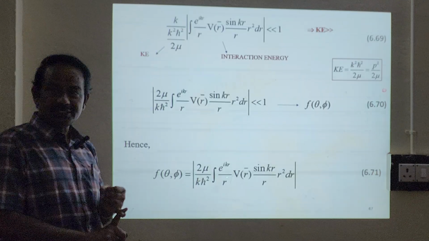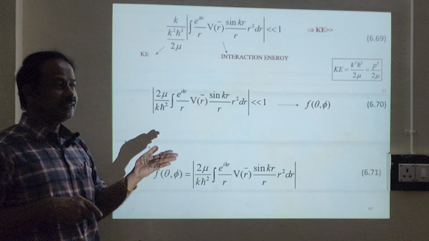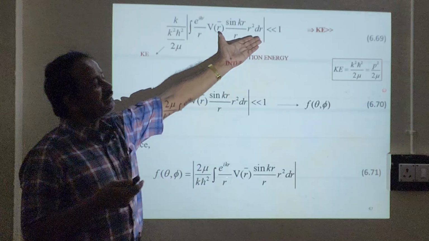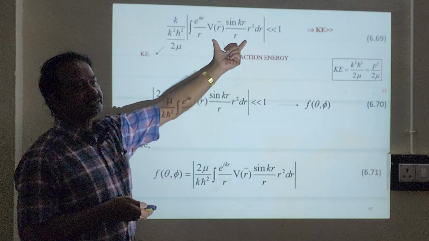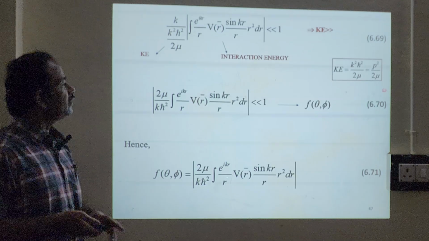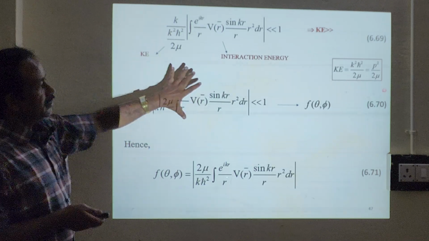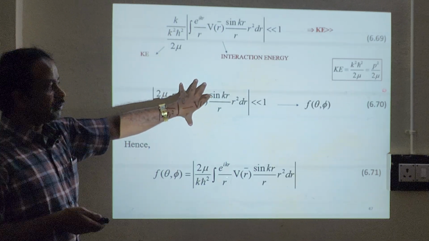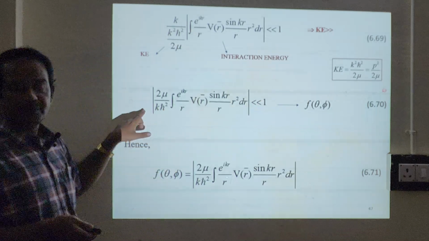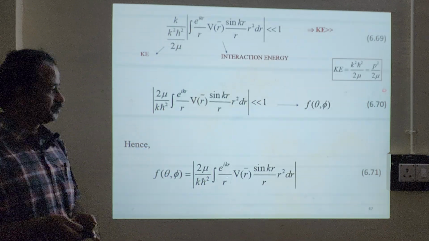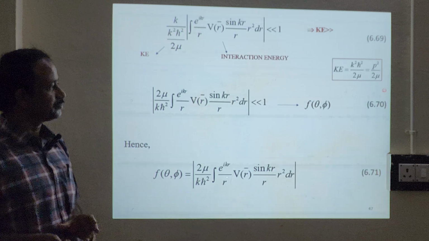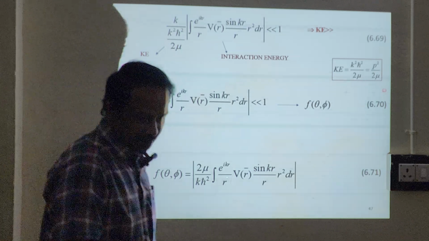So we assumed a weak potential. That means the kinetic energy of the incident particle is very large. It clearly says that the kinetic energy of the incident particle is very large, and this is your interaction energy. This is the idea. We have already obtained this, and this is the expression for your scattering amplitude. I think this is the last slide.